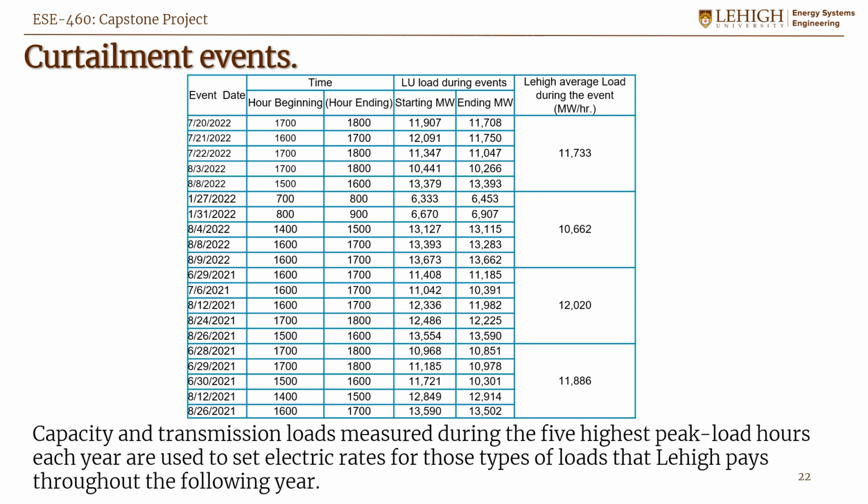This table shows the historical curtailment events published during the last years, with Lehigh University's load during those events. The university load was around 12 megawatt hours. The capacity and transmission load measured during the five highest peak load hours each year are used to set the electricity rate for those types of load that Lehigh pays throughout the following year.